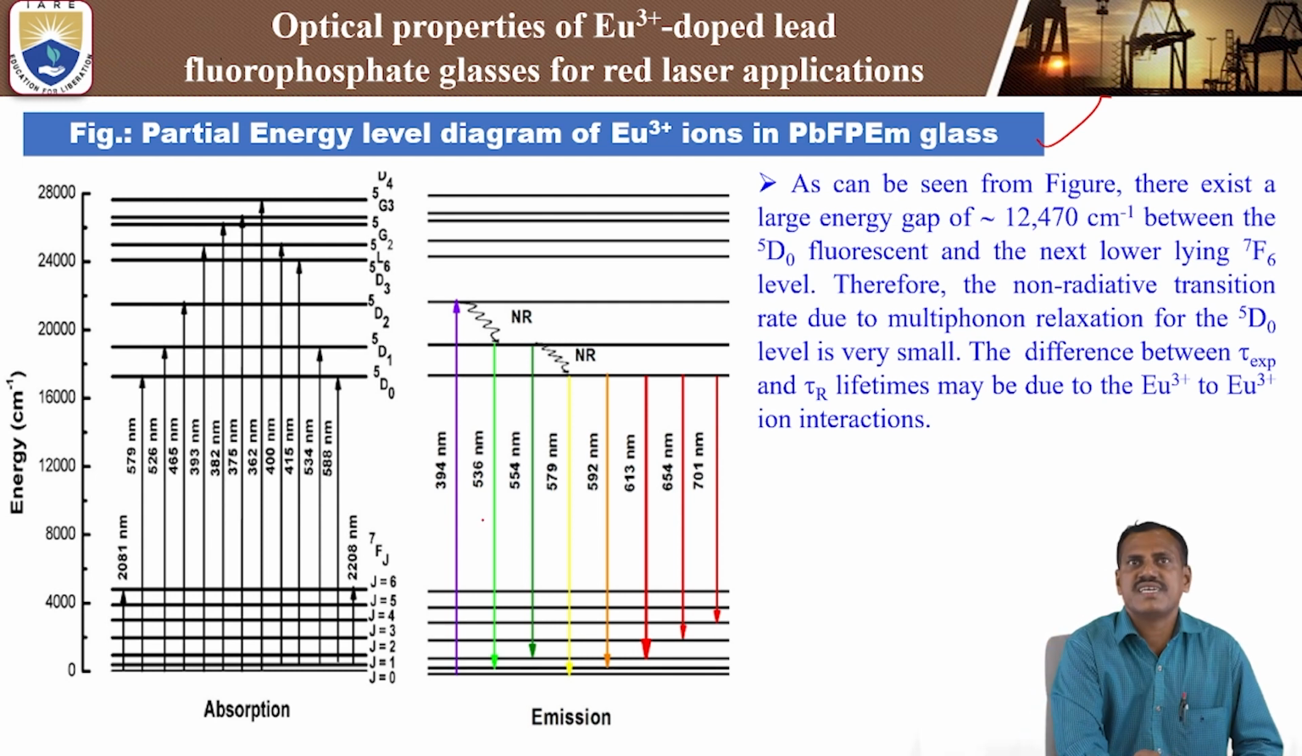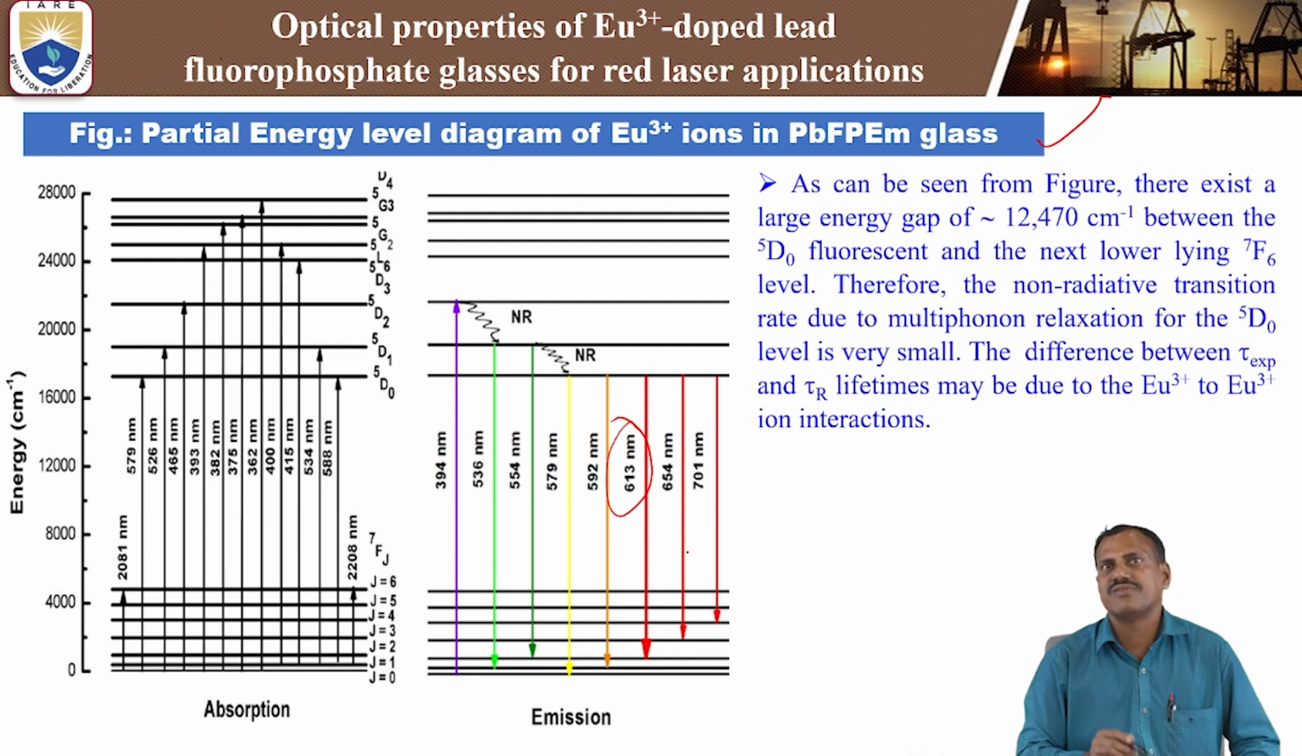One is a green region 536, a deep green region 554 nanometer, a yellow region 579 nanometer, an orange region 592, and a red region 613. The red region is the highest intensity region. So 613 is where we are getting the highest intensity of the Europium triplet doped lead fluorophosphate. That is why we are using it for red laser applications, the Europium triplet doped lead fluorophosphate glasses.